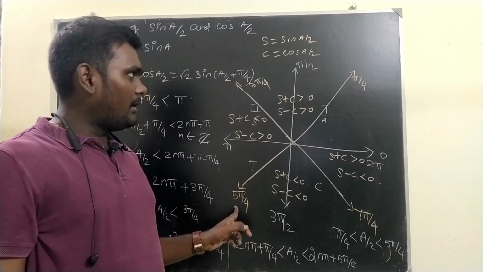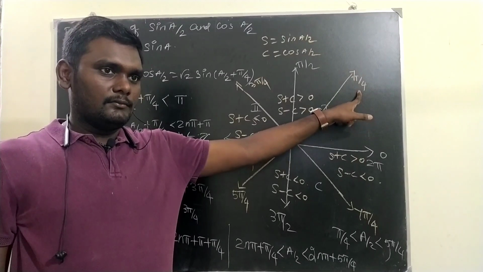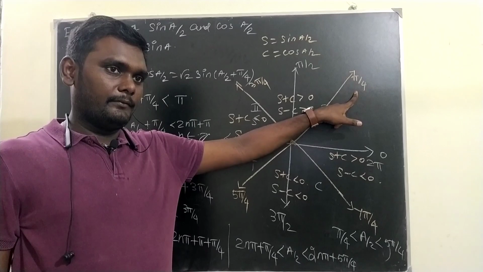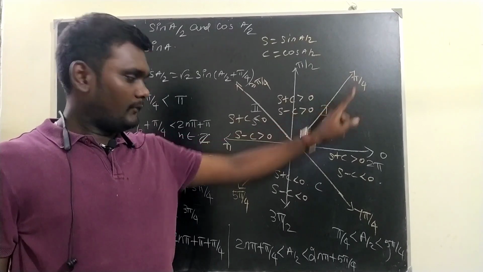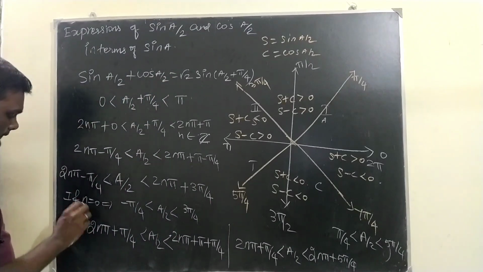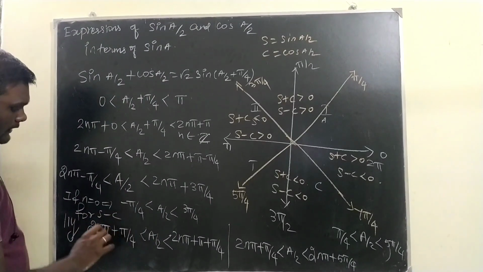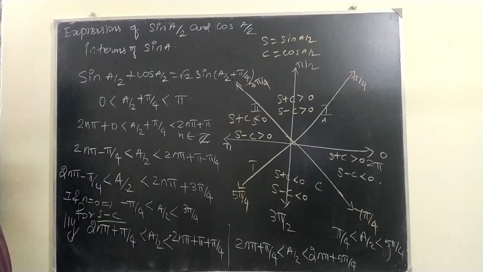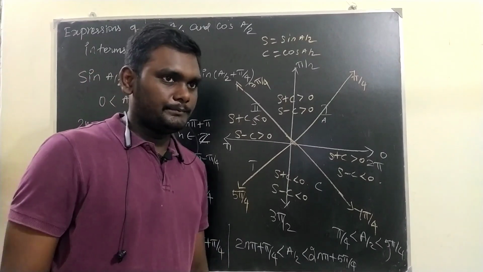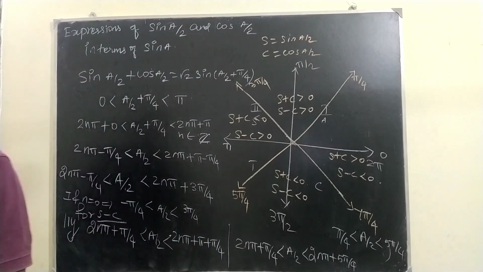Okay. 5 pi by 4 is there, pi by 4 is there. That is for S minus C. For S minus C only I got. So this is for S minus C. This workout is for S plus C. Okay. Finish writing this.